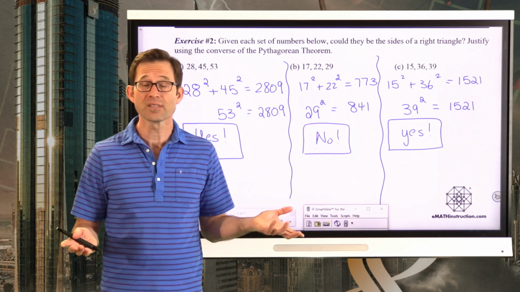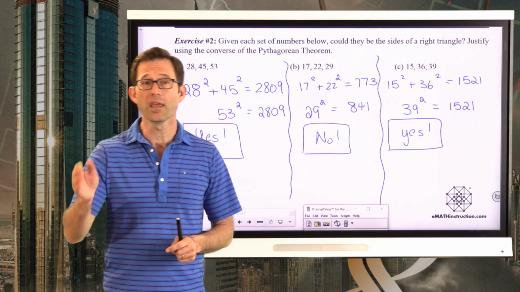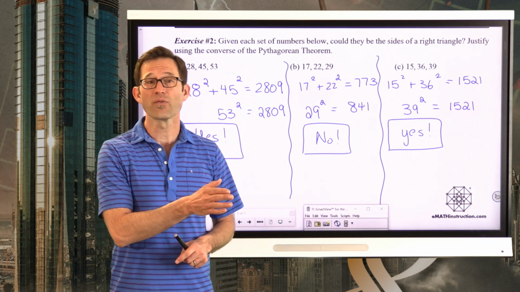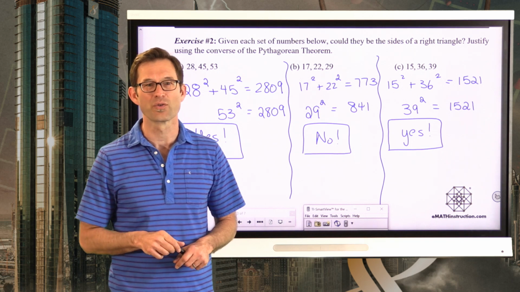All right, so it's that simple, and that's the converse of the Pythagorean theorem. Again, the Pythagorean theorem says if I've got a right triangle, then a squared plus b squared equals c squared. The converse says, hey, if a squared plus b squared equals c squared, then that thing's a right triangle.